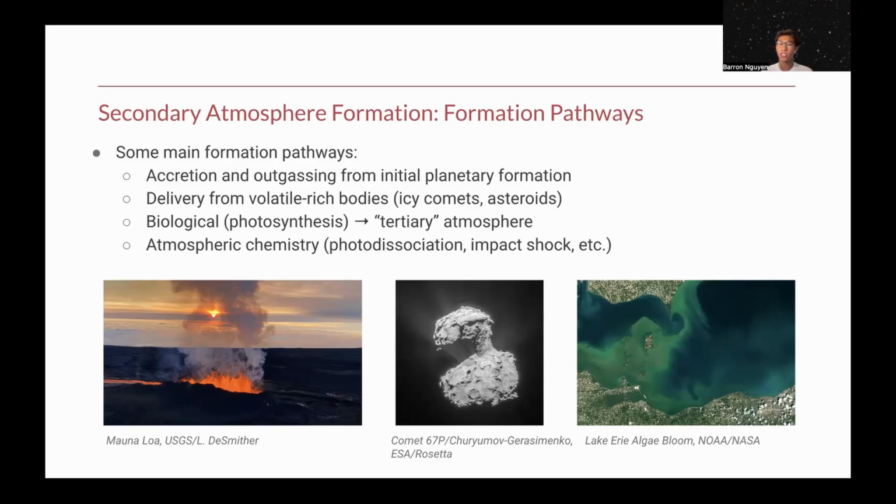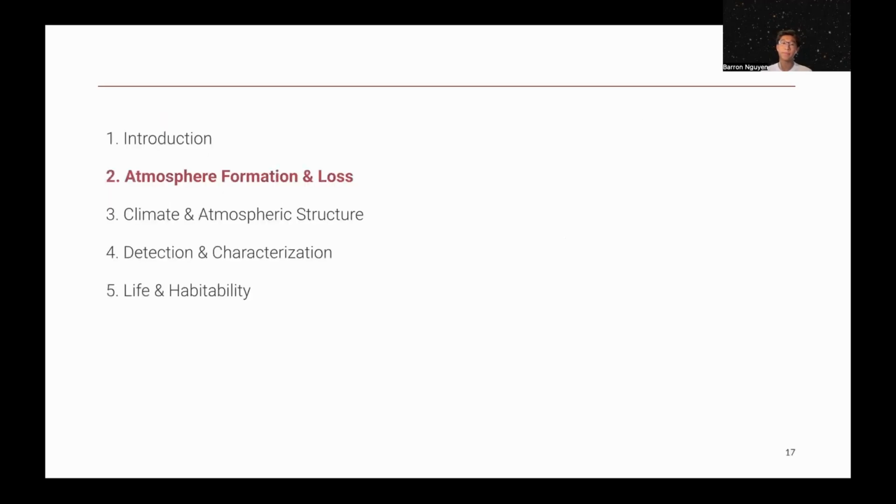Potentially a water-rich asteroid or comet that, in the past, some similar comet could have delivered some water to Earth via impact. And then another big thing is biological: we see, for example, an algae bloom on Lake Erie, which potentially could be a sign of oxygen being produced in Earth's atmosphere. So that's a quick intro on atmosphere formation and loss.